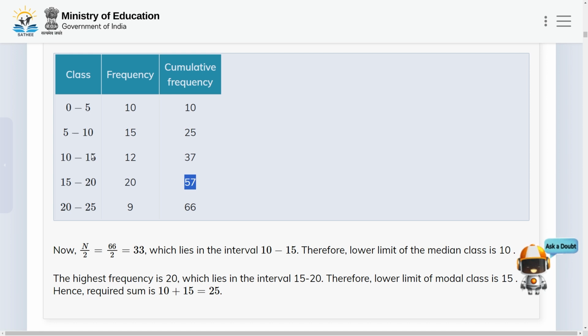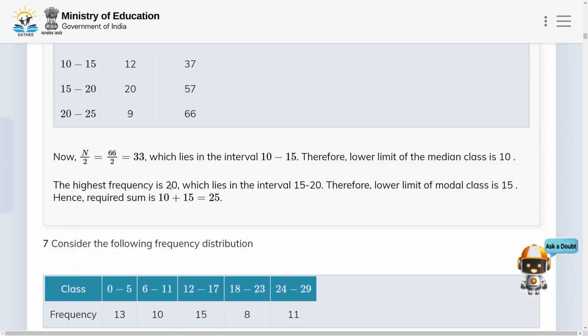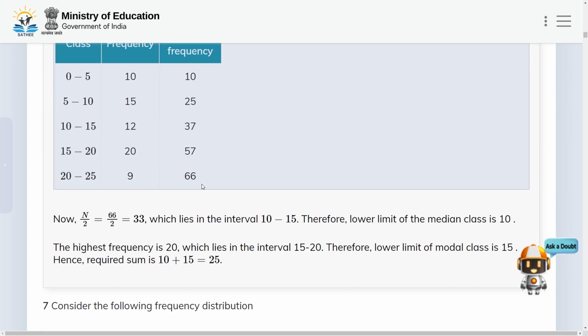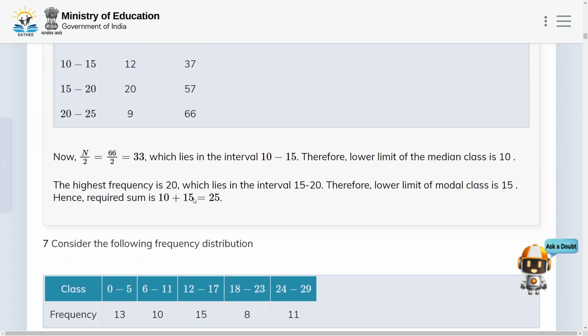The lower limit of the median class is equal to 10. And the highest frequency here is 20, which lies in the interval 15 to 20. So the lower limit of the modal class is equal to 15. Now we need the sum of the lower limits of the median class and modal class, which is 10 plus 15, equal to 25. Hence the required sum is 25.